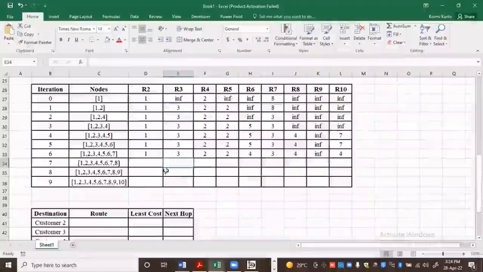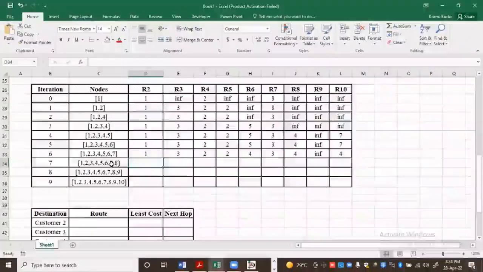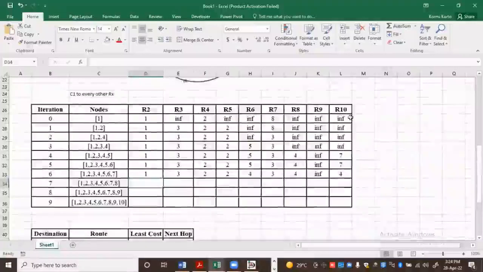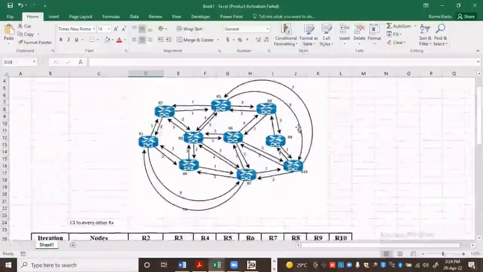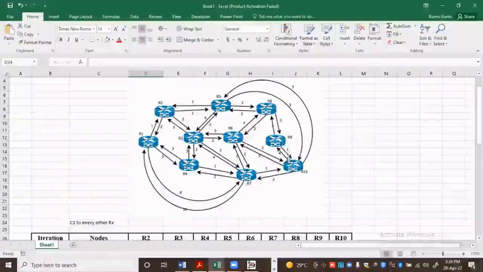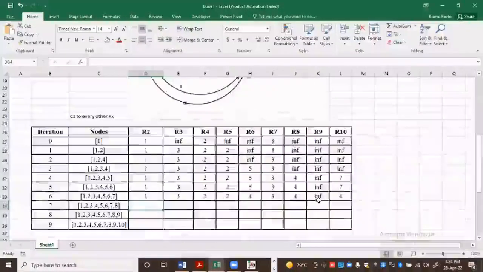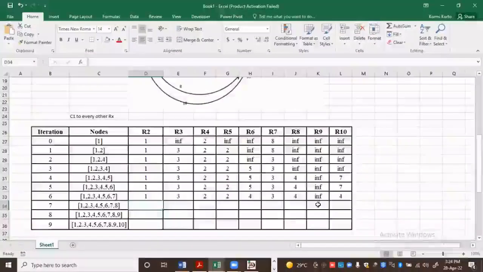Okay, so now we have more nodes in our iterations. We have 1, 2, 3, 4, 5, 6, 7, and 8. So now let's see if anything changes. Since we have 8 at our disposal now, we can get to 9. See, now we have 8 inclusive, we can get to 9 easily. So it means now we don't have an infinite value anymore. We actually have the cost.